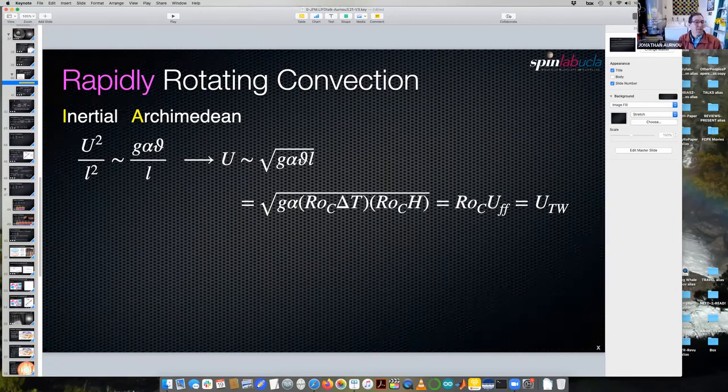But when you put in for theta, that's Ro_C delta T. And when you put in for L, that's Ro_C H. And so then you get Ro_C times the free fall velocity, which is much smaller. So thermal wind is really small in a rapidly rotating world. Thanks, that's clear.